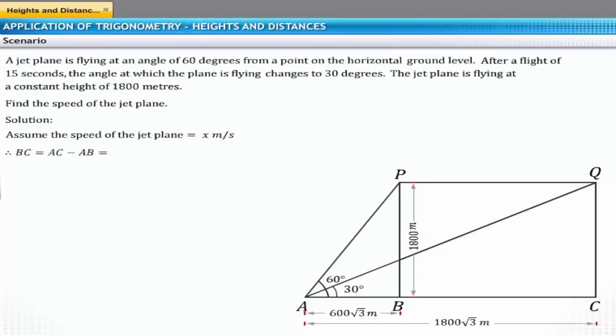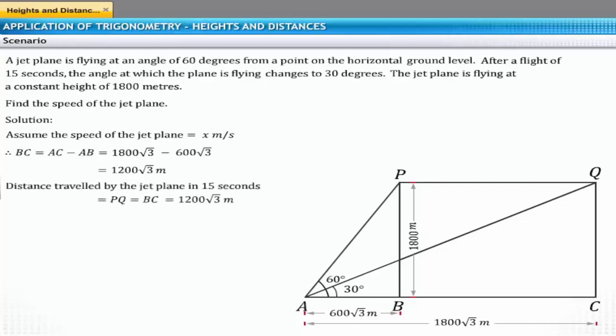From the figure, BC is equal to AC minus AB. Substituting the values of AC and AB and simplifying, we get BC is equal to 1200 root 3 meters. This is the distance travelled by the jet plane in 15 seconds.